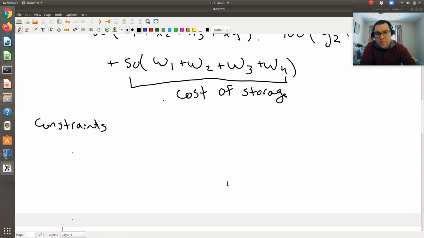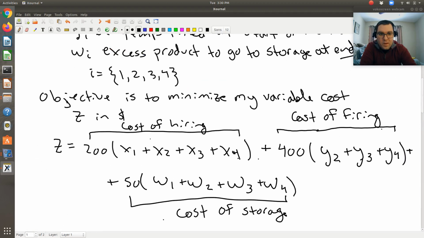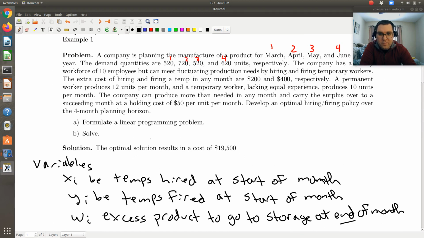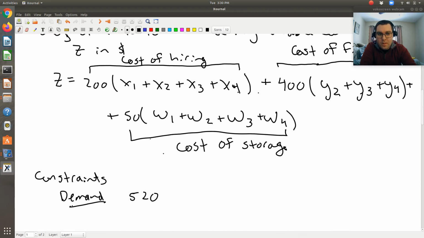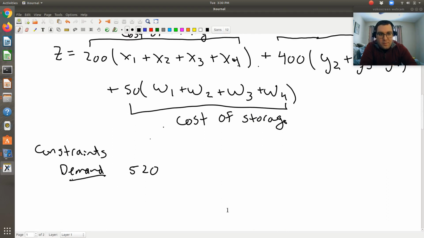Okay, so in terms of constraints, the first batch I'm going to look at is demand each month. The demand in a given month: month 1 at 520 units. And actually, I'm going to do one more thing to simplify this.